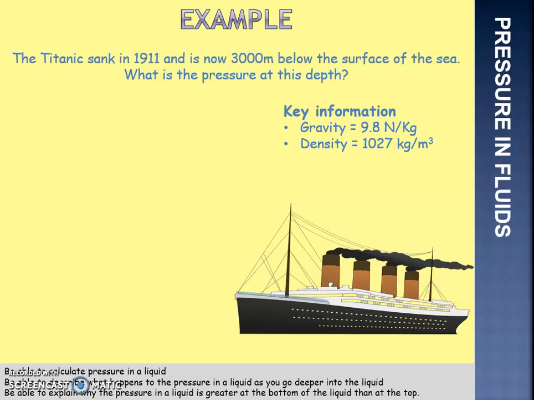The information I'd need to know in this case is how deep is it, how much is the gravitational field strength on the Earth, and what is the density of water? Density of water is 1027 kilograms per metre cubed. Now I've got that information, I can work this out. So pressure equals height of the column times the density times gravitational field strength. So in this case pressure is 3000, which is the depth, times 1027, which is the density, times 9.8, which is the gravitational field strength.